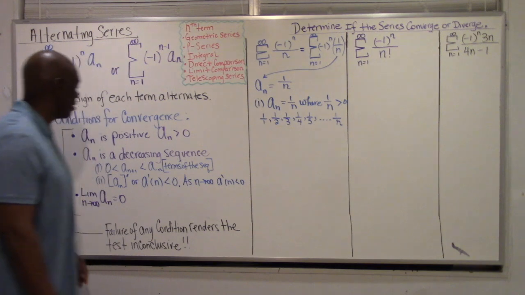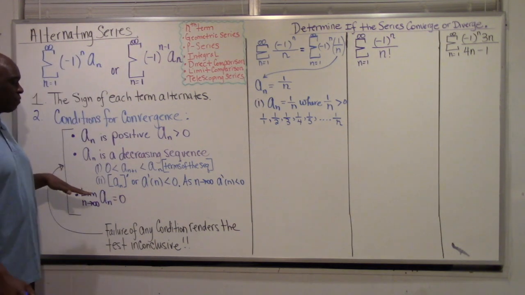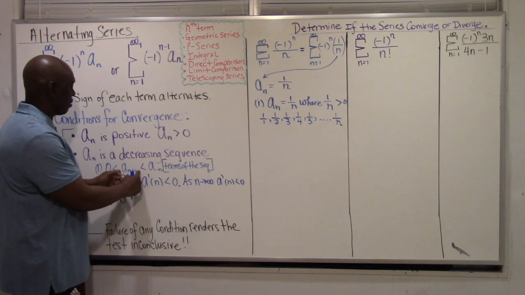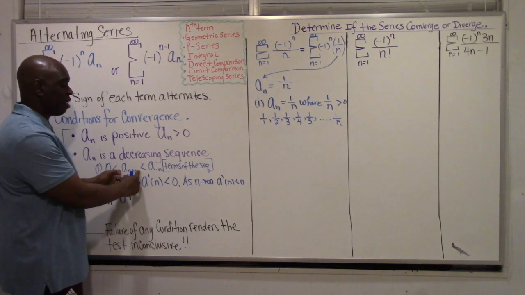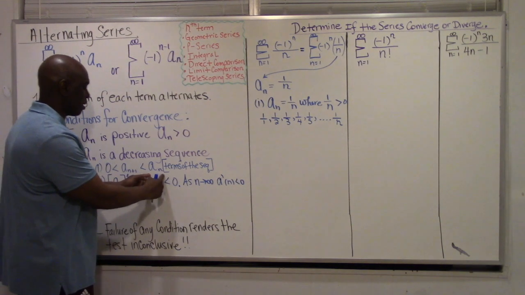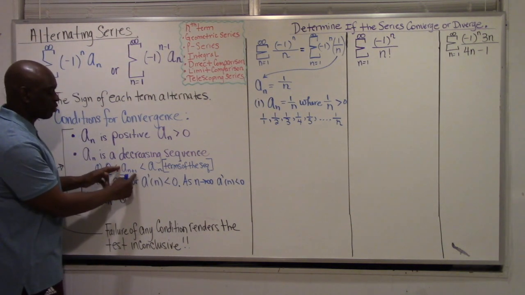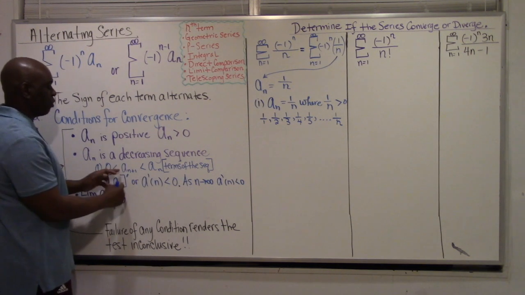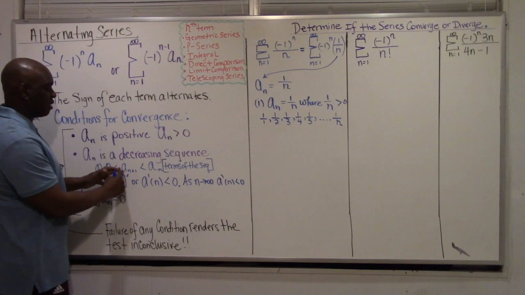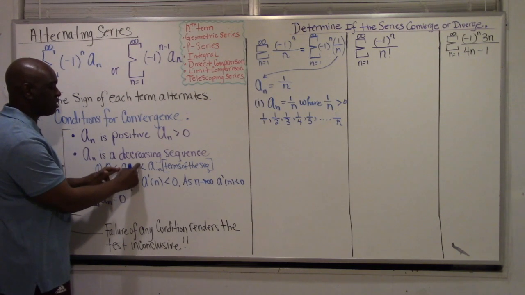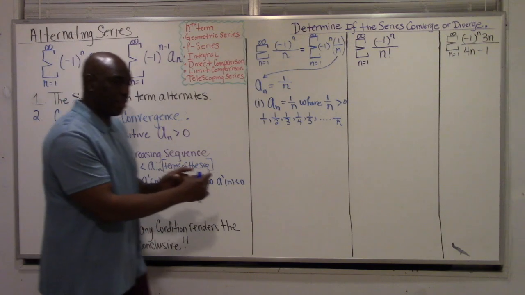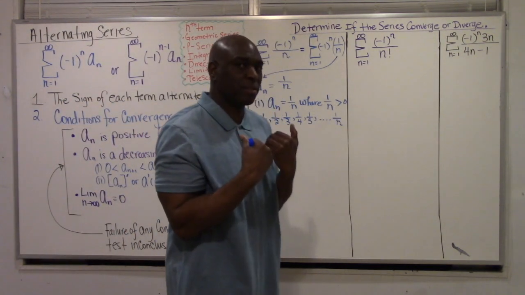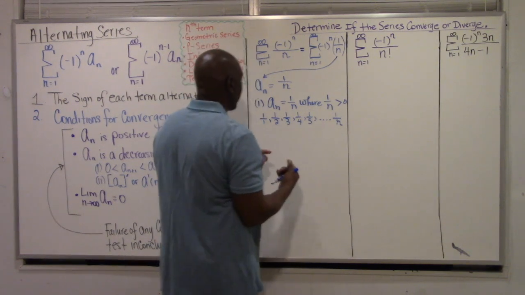Condition 2. Now, condition 2 states that a sub n must be decreasing. This means that all succeeding terms have to be smaller than the preceding terms. Okay? A subscript n plus 1 has to be smaller than a sub n. So if n equals 1, then a subscript 2 has to be less than a subscript 1. The succeeding must be smaller than the preceding, right? So let's look at it.